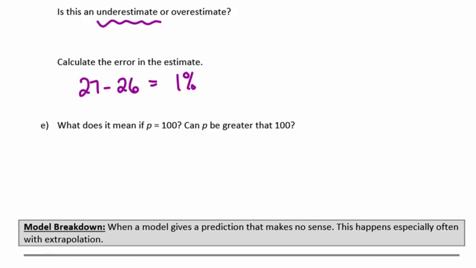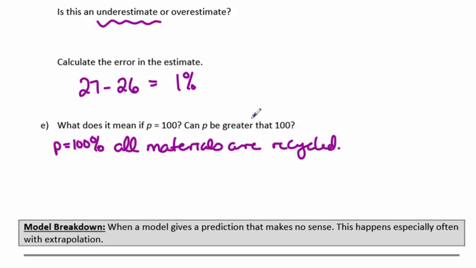What does it mean if p equals 100? If p equals 100, we're talking about 100%. The units on p are always in percent, for this case here. 100% means all materials are recycled. Can p be greater than 100? Since p has units of percentage, p cannot be greater than 100. You cannot have more than 100% of something.